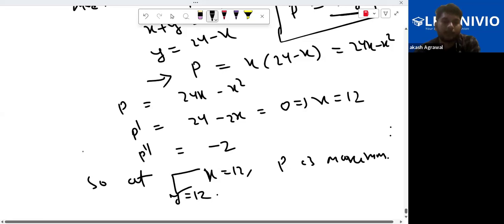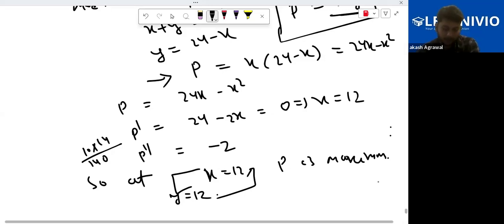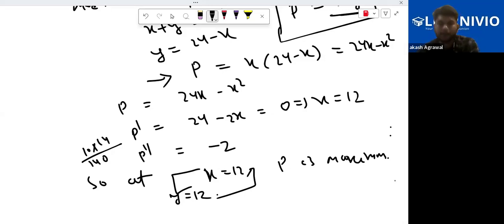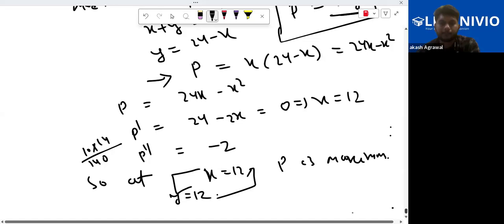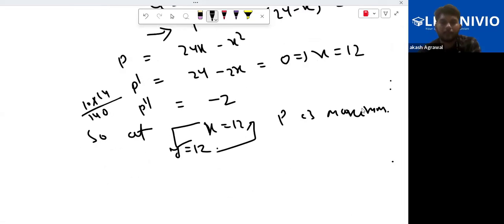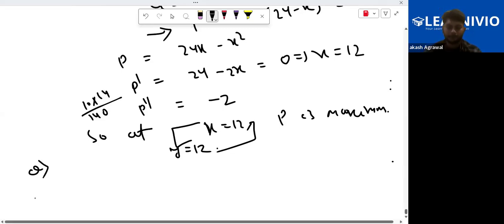If you take 10 and 14, then the product is 140. But here we are getting 144. No other combination is possible where the product is more than 144. Okay? Yes or no, everyone understood? Yes, sir.